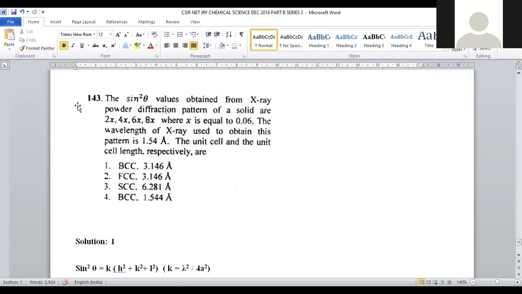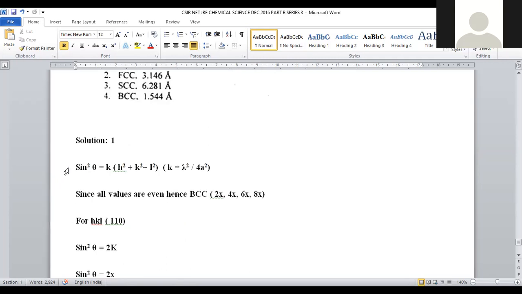Let us move on to question number 143. It is a solid state chemistry question. The sine square theta values obtained from the X-ray powder diffraction pattern of a solid are 2x, 4x, 6x, and 8x. The x value is 0.06. The wavelength of X-ray is given as 1.54 angstrom. What kind of unit cell is it: BCC, FCC, or SCC? And what is the unit cell length, a? That should be predicted.